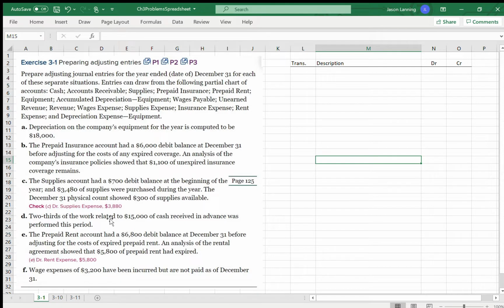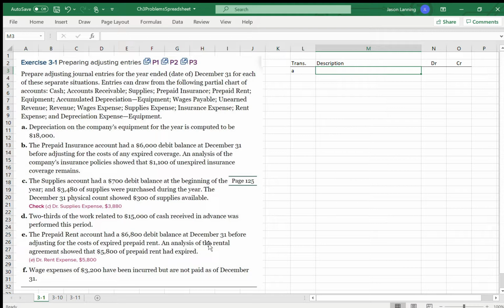So the first one here, exercise 3.1, we've got preparing adjusting entries. It says to prepare adjusting journal entries for the year ended December 31st for each of the separate situations. Entries can draw from the following partial chart of accounts: cash, AR, supplies, and so on. We go down through the list. So we have 6 transactions here. We'll do these by letter since we don't have a date. So transaction A is depreciation on the company's equipment for the year is computed to be $18,000.